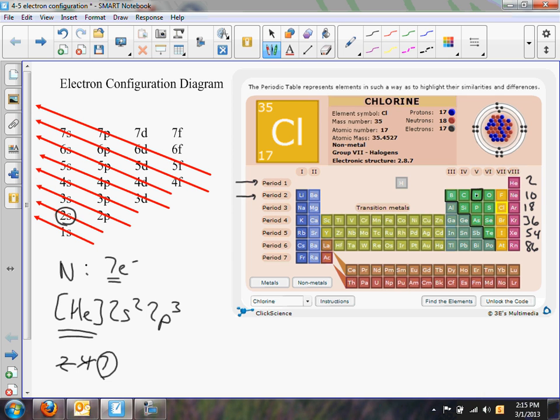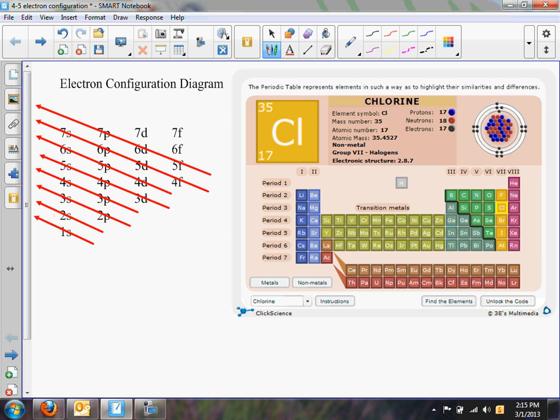Let's try another one. Let's say we're looking at chlorine right here. Well, we know that chlorine has 17 electrons. So I've got to figure out where to put my 17 electrons for chlorine. Well, what is the largest noble gas that fits within chlorine? That would be neon. Neon has 10 electrons.